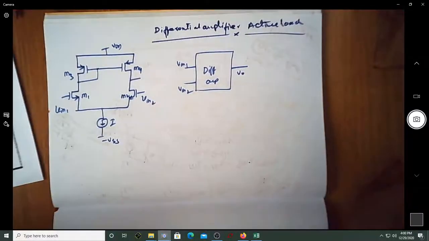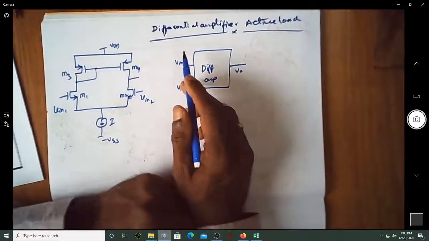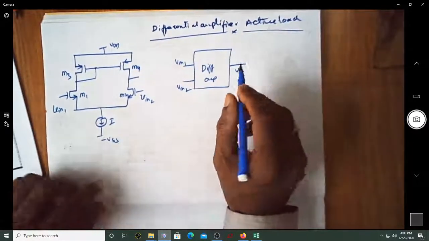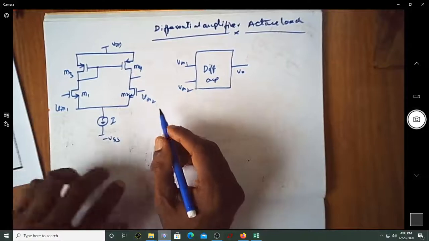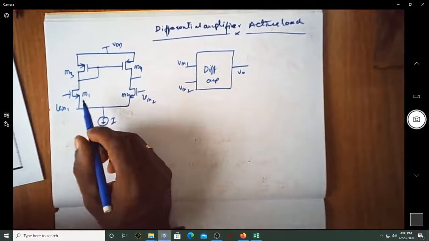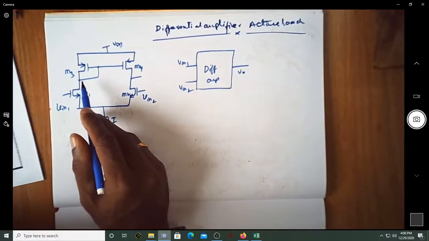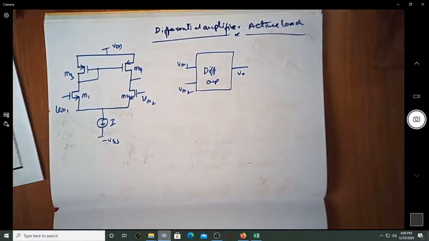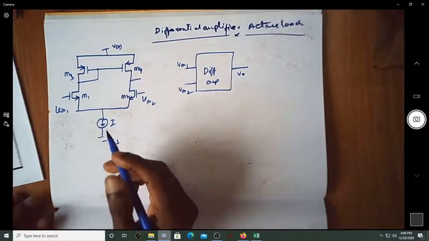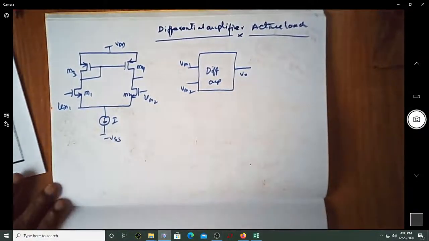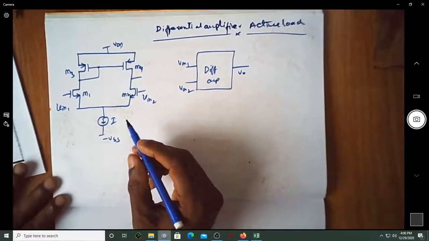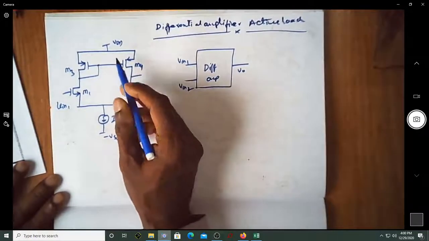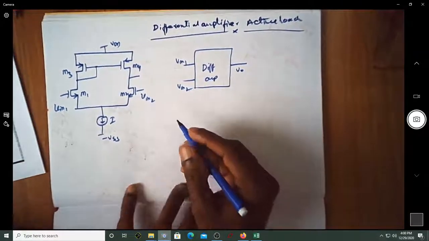Okay, in this video we will see how we estimate the differential amplifier with active load's gain, that is, the differential gain. So this is a differential amplifier with active load, with M3 and M4 acting as the active load, which is in the current mirror configuration. M1 and M2 are the transistors where we give the input voltage. We use the tail current. Of course, we have the supply voltages VDD and minus VSS.